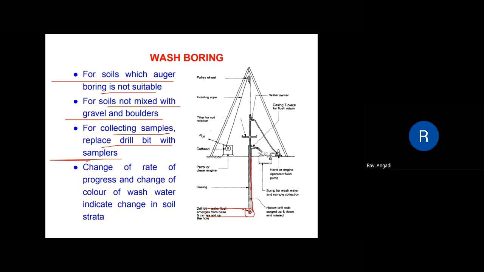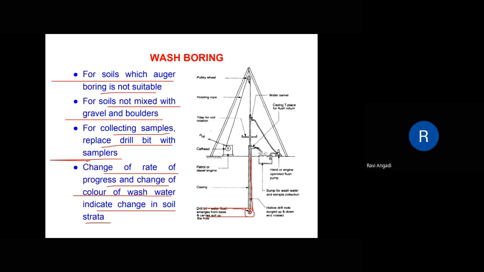and getting the samples and testing those samples in the laboratory. And how you can understand through this method is the change of rate of progress and change of color of wash water, meaning continuously you will be getting the water here in the tub. You can notice as the color of the water changes what kind of strata is available below the subsurface. That is, change of rate of progress and change of color of wash water indicate the change in the soil strata. This is what we call wash boring.